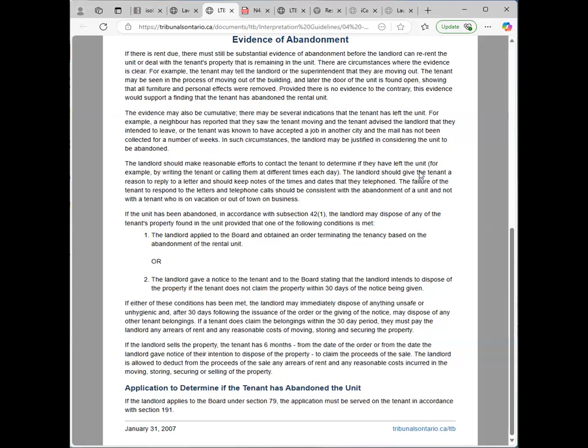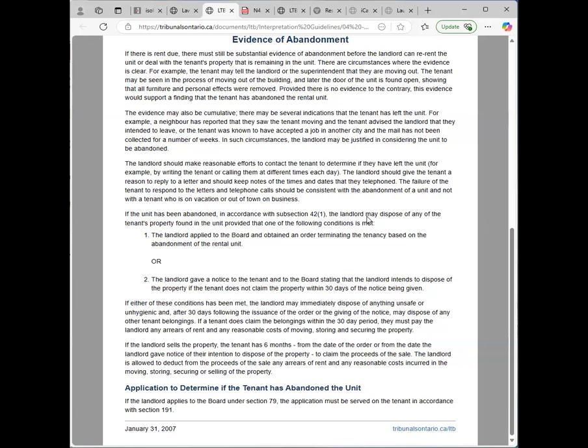If the tenant does claim the belongings within 30 days, they must pay the landlord any arrears, rent, and reasonable costs of moving, storing, and securing the property. So if the landlord sells the property, the tenant has 6 months from the date of the order and from the date the landlord gave the notice of their intent to dispose of the property to claim the proceeds of the sale. Anyway, there is a whole process here. I do have it on here. I do have the hyperlink in the description of the podcast.